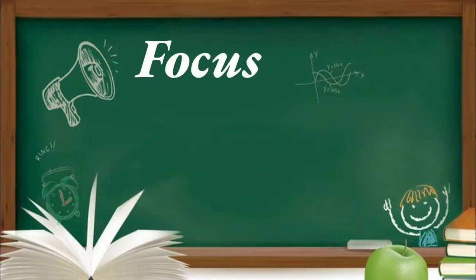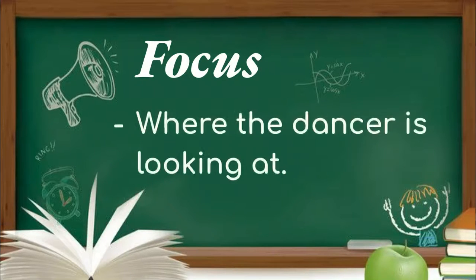Next, we have focus. This is very important when we do choreography. This refers to where the dancer is looking. Example, front, back, sides, corners, up, and down. Of course, you have to focus on the audience. If the audience is in front, you focus in front. Focus front, back, sides, corners, and up and down, because we don't know where our audience is, right? And you have to focus with your movements.